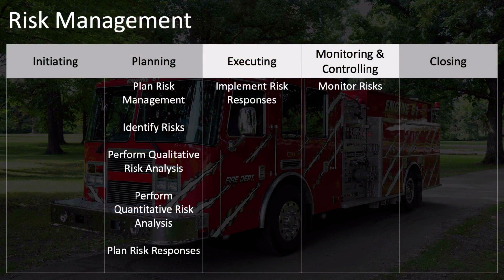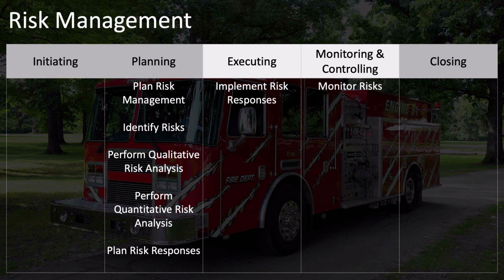In this table, you see all of the risk management processes, the planning processes, which we've already covered, including plan risk management, identify risks, perform qualitative risk analysis, perform quantitative risk analysis, and plan risk responses. As you can see, most of the processes in risk management are in the planning process group.